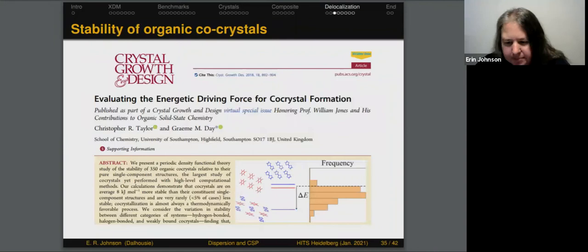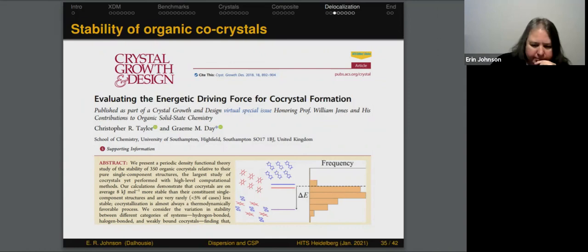Okay, so a couple of years ago, Graeme Day from Southampton University visited us here at Dalhousie and gave a seminar. And in chatting after the seminar, Graeme was telling us about some work that his group had done looking at a set of 350 organic co-crystals. And his group had optimized the structures of all of these co-crystals with dispersion-corrected DFT, and found a very odd result for six of these co-crystals. What his group found is that for these six co-crystals, the geometry optimization did not return a co-crystal. Instead, there was a transfer of a proton from an organic acid to an organic base, and the calculation would give the geometry of an organic salt.